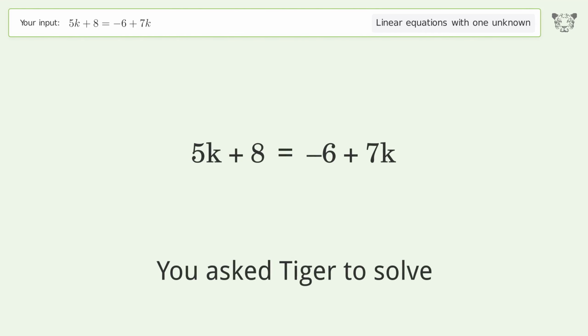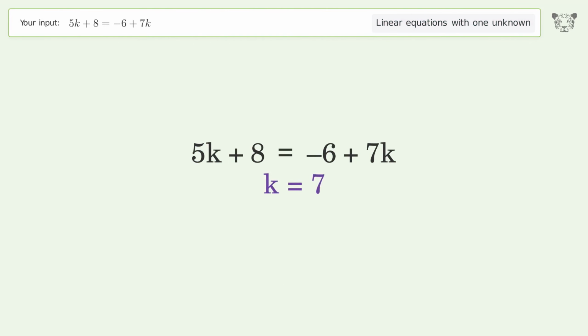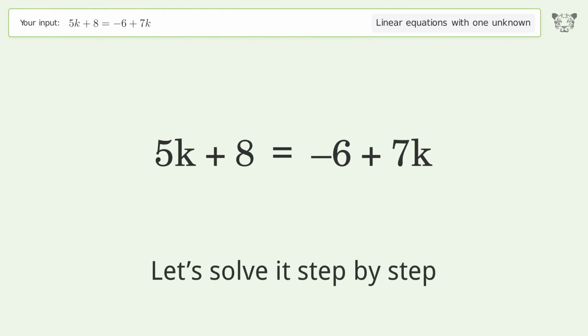You ask Tiger to solve this. This deals with linear equations with one unknown. The final result is k equals 7. Let's solve it step by step.